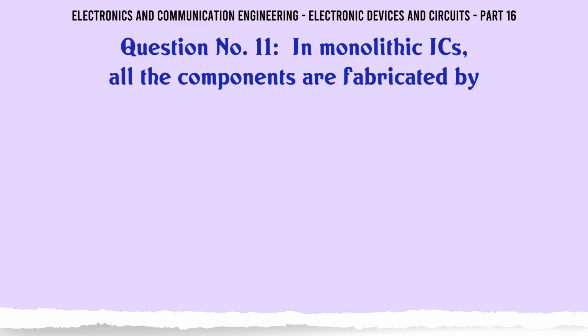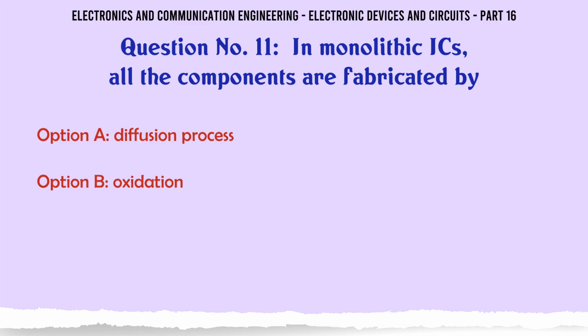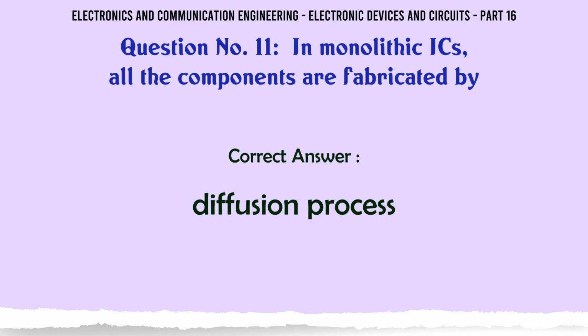In monolithic ICs, all the components are fabricated by: A. Diffusion process. B. Oxidation. C. Evaporation. D. None. The correct answer is diffusion process.